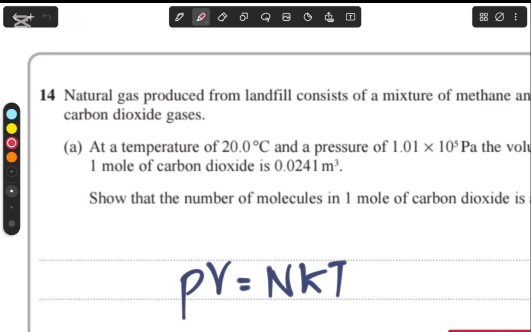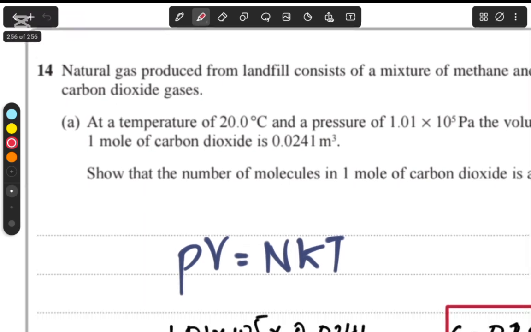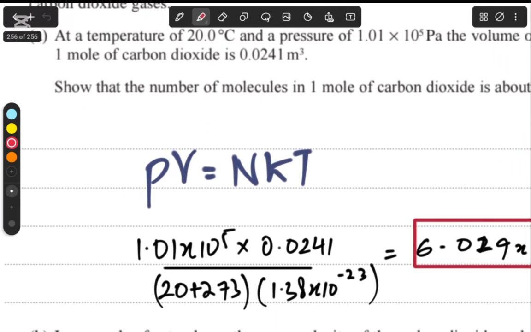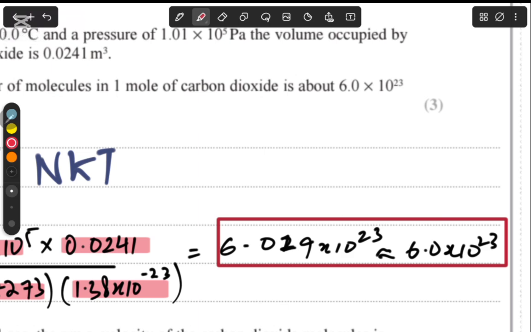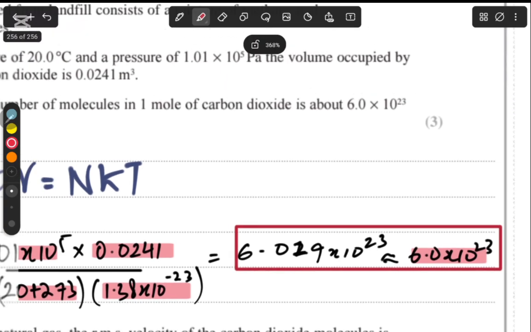Okay, and now what I can do is I can just plug in the values of the pressure, the volume, the temperature, plus 273 always, because we want to take it in Kelvin, and then the value of k, the Boltzmann constant, and we'll get an answer of 6.019 times 10 to the power of 23, which is approximately equal to 6.0 times 10 to the power of 23. Pretty simple, pretty straightforward.